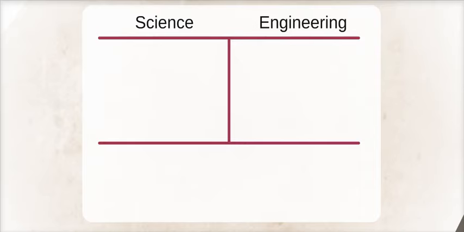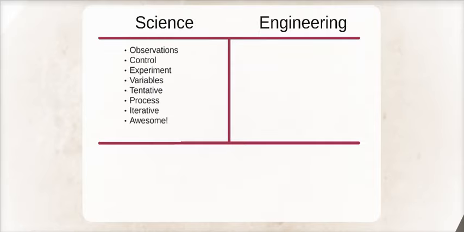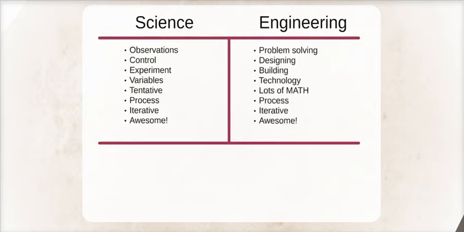When you think about science, some terms might come to mind: observations, controls, experiments, variables, a tentative base of information, a process that you run through. It's iterative, and of course it's awesome. Now engineering, when I ask teachers what they think engineering is, a lot of them say it's problem solving, designing, building, has to do with technology, tons of math, a process, iterative, and of course it's also awesome.